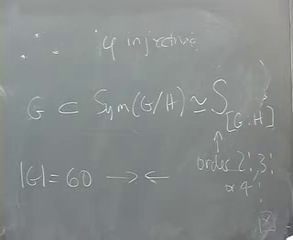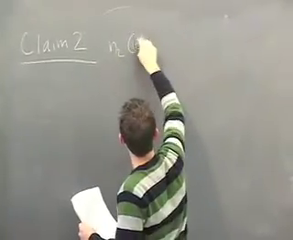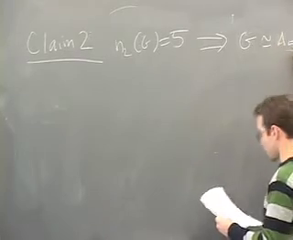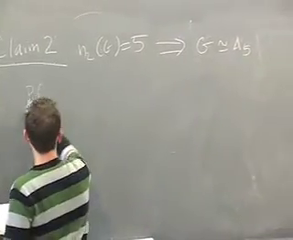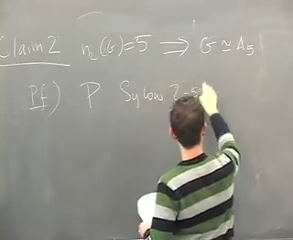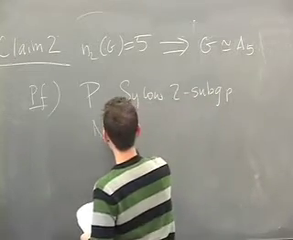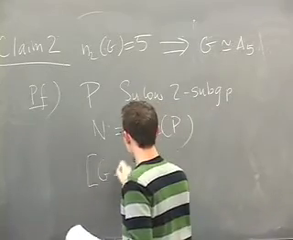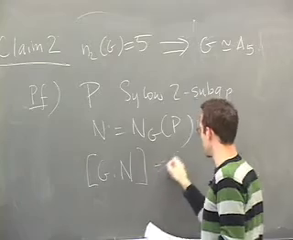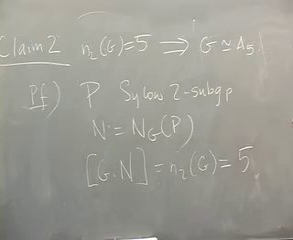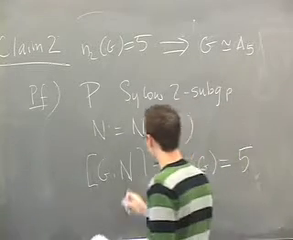So claim 2: n2 of G is 5, and G is isomorphic to A5. So proof. Again, P is going to be some Sylow 2-subgroup. We're going to let N be the normalizer of P in G. And as mentioned several times before, the index of N in G is n2 of G, which is by hypothesis 5. So we have this index 5 subgroup.